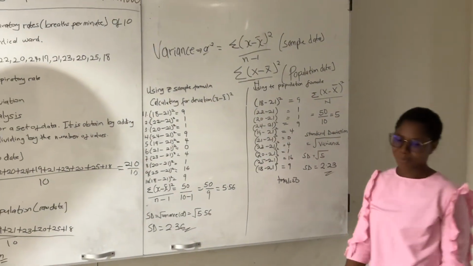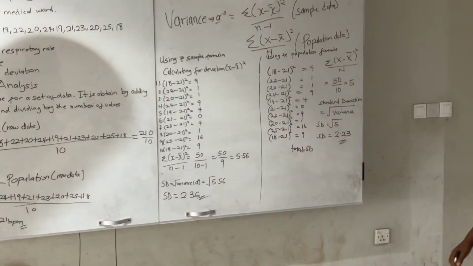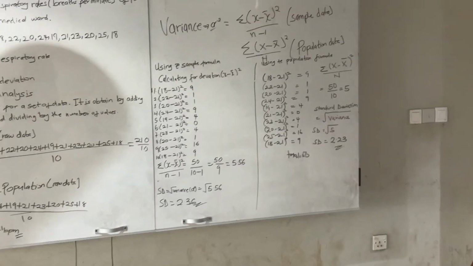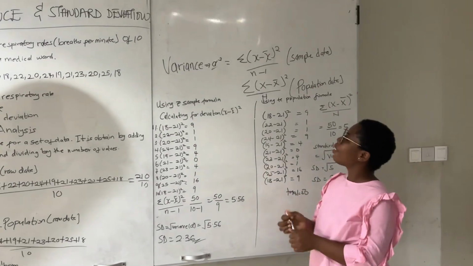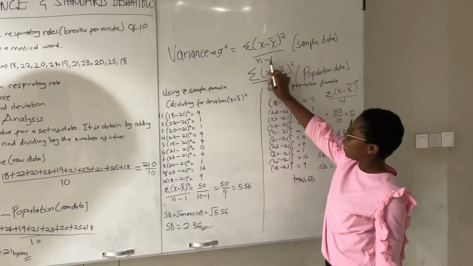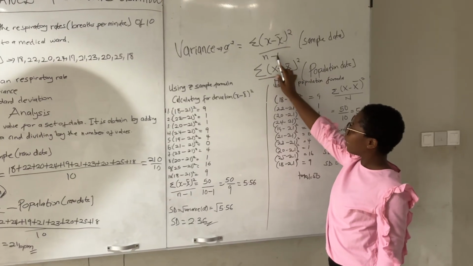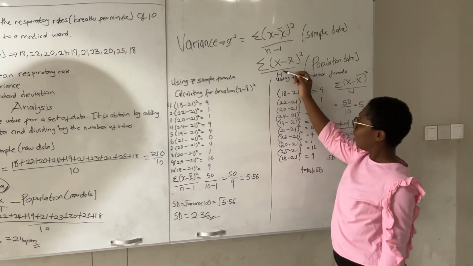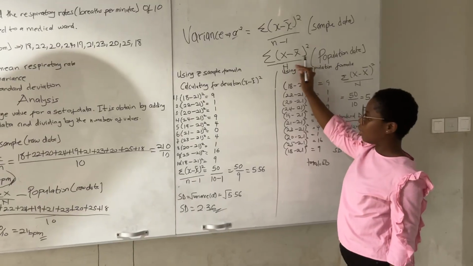So what's the difference between the variance for sample data and variance for population data? The difference is the denominator of the formula. In sample data, the denominator is n minus 1, but in population data, it is just n. You don't minus anything from here.